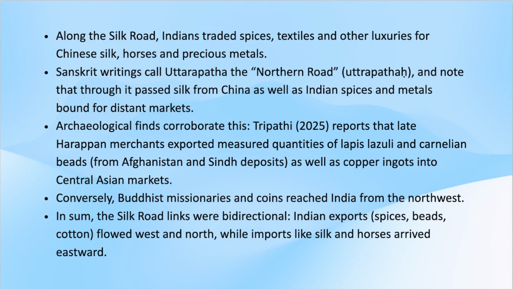Sanskrit writings call Uttarapatha the Northern Road and note that it passed silk from China as well as Indian spices and metals. Archaeological finds also corroborate this, that the late Harappan merchants exported measured quantities of lapis lazuli and carnelian beads as well as copper ingots into Central Asian markets. In sum, the Silk Roads were bidirectional: Indian exports of spices, beads, and cotton flowed west and north, while imports like silk and horses arrived eastward.